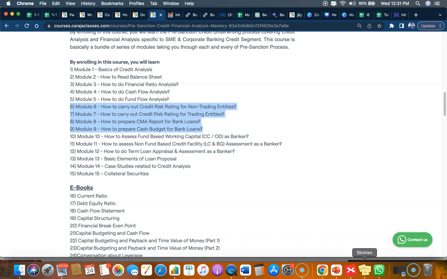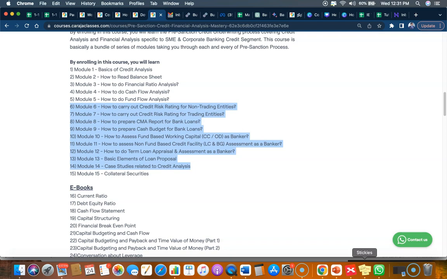how to prepare cash budget for bank loans, how to assess fund-based working capital, basically cash credit and overdraft as a banker, how to assess non-fund based credit facilities, that is letter of credit and bank guarantee as a banker, how to do term loan appraisal and assessment, and what are the basic elements of loan proposals.